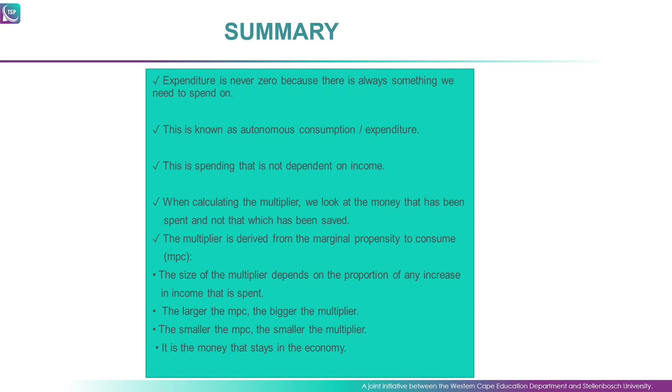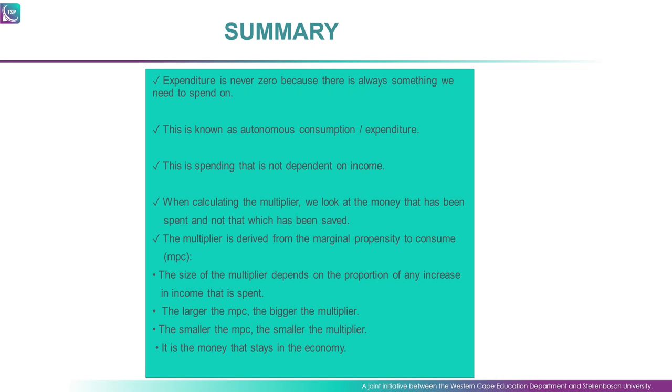This is the spending that is not dependent on income. As I've said, even if your income is too small, you still need to spend. When calculating the multiplier, we look at the money that has been spent and not which has been saved. The multiplier is derived from the marginal propensity to consume, which is your MPC. Now, the size of the multiplier depends on the proportion of any increase in the income that is being spent.